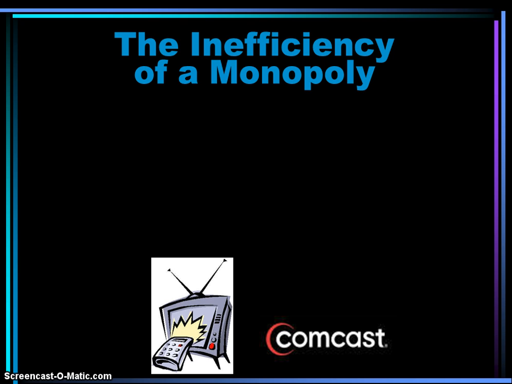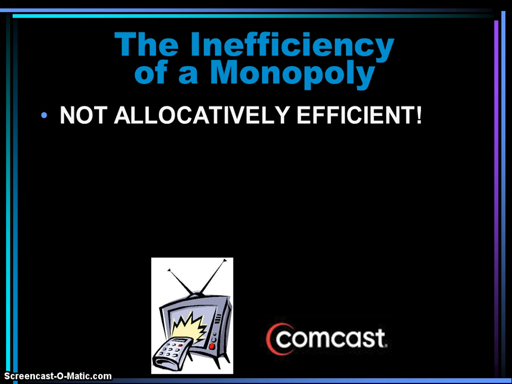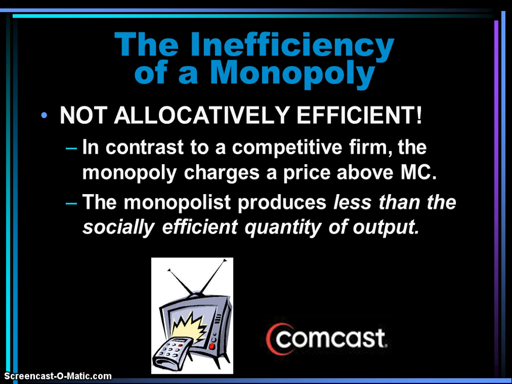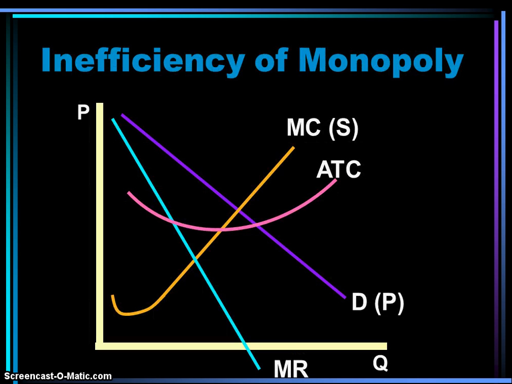Alright, let's talk about the inefficiency of a monopoly. Monopoly is opposite of perfect competition, so we know perfectly competitive industries are perfectly efficient, both allocatively and productively. Monopoly is not going to be allocatively efficient because they charge a price above marginal cost, and they produce less than the socially efficient quantity of output. So let's take a look at that on the graph. Here's their profit maximizing quantity of output and price, as shown in previous slides.